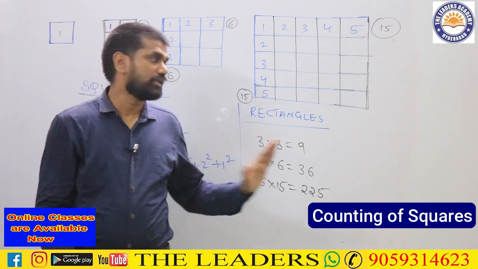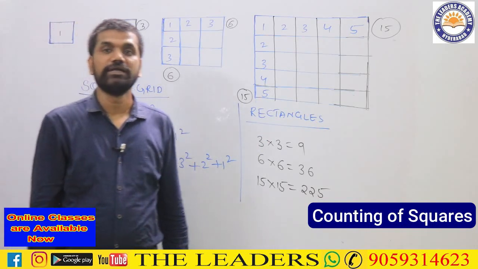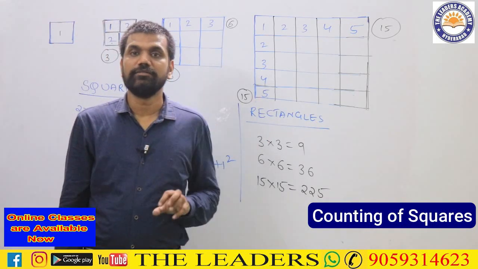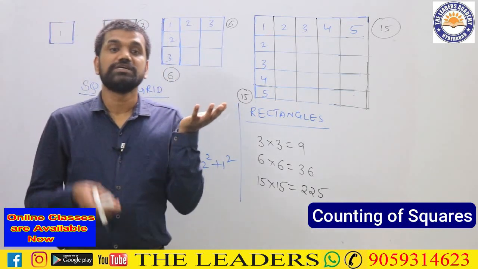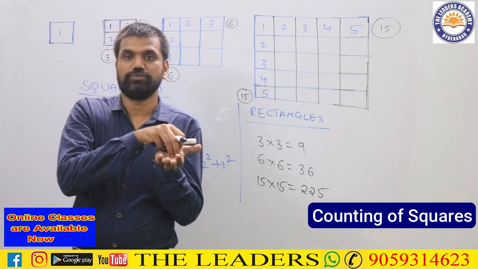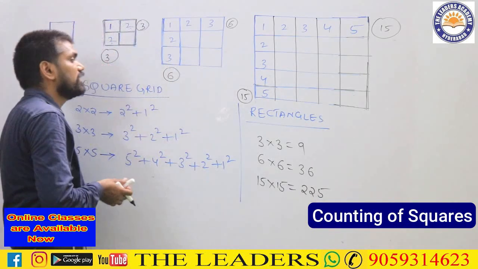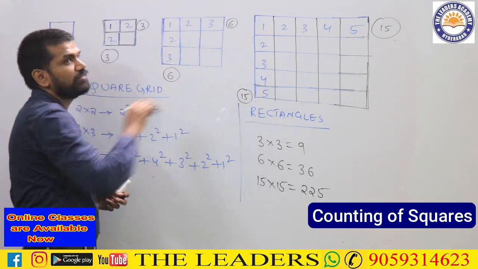So in any particular diagram, when you are counting the number of squares and number of rectangles, keep in mind number of rectangles will always be more than the number of squares, because every square is a rectangle, but every rectangle is not a square. That means whenever you are counting rectangles, squares are also counted, because every square is a rectangle, that we know. That's why the number of rectangles in any diagram will always be more than the number of squares in that particular diagram that is given over there.